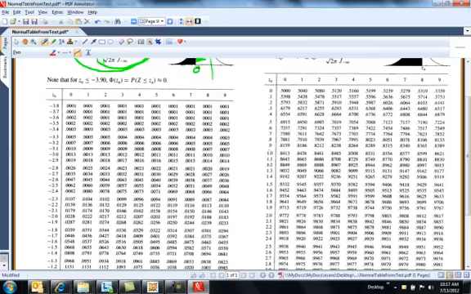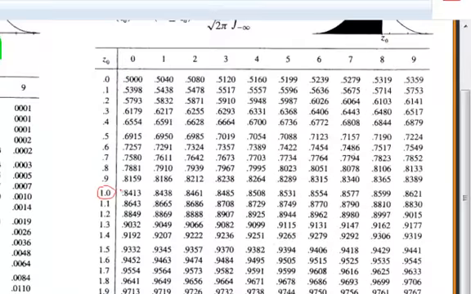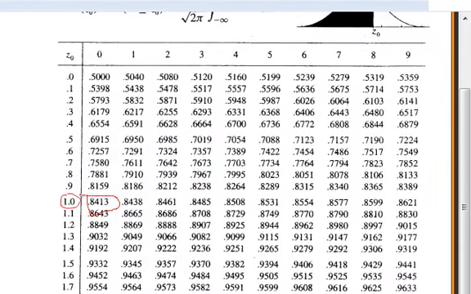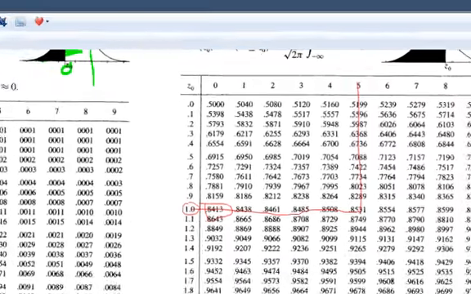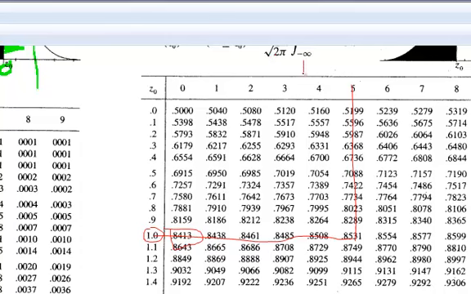Here you see 1. And up here are the hundredths decimal place. So 1.00 is 0.8413. That's how much area is under that curve up to 1. If I want to know how much area is under the curve up to 1.05, you would come down here and you would go across here. And this is the area under the curve up until 1.05.